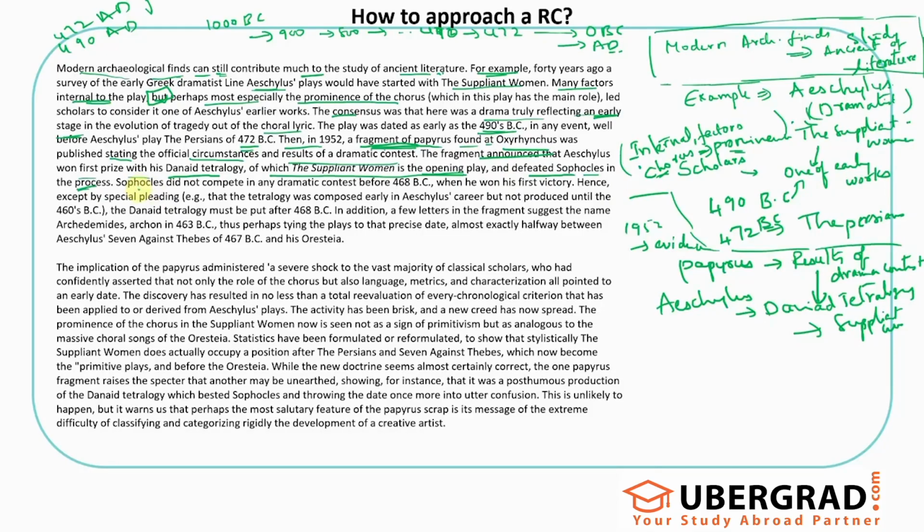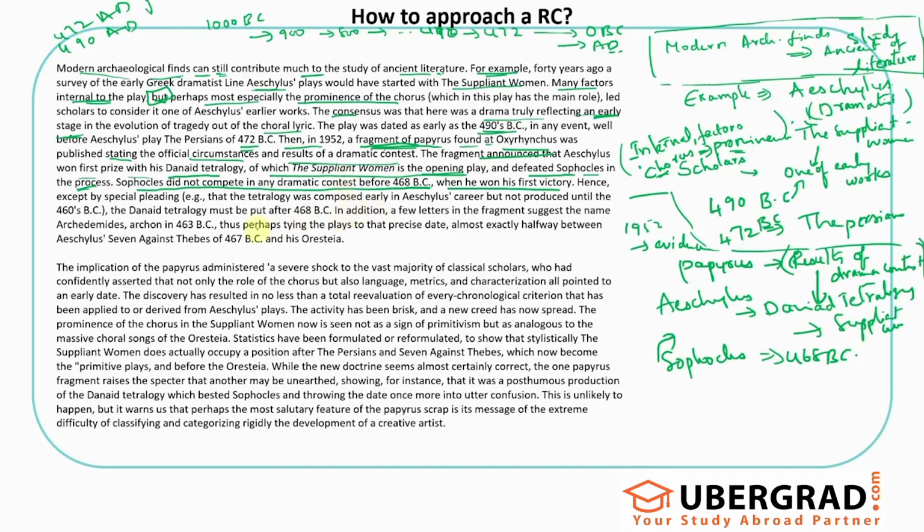Then they continued saying Sophocles did not compete in any dramatic contest before 468 BC. So the first time Sophocles competed in a competition was in 468 BC. And here the papyrus is clearly talking about Achilles winning a drama competition where Sophocles also participated, right? So how could he participate in a competition before 468? He couldn't, because it clearly says that Sophocles did not compete in any dramatic contest before 468, when he won his first victory. So that's the first time he participated and he won it. The next time he competed again, which is what the results shown in this papyrus are. And apparently Sophocles lost and Achilles won with his Danaid tetralogy.